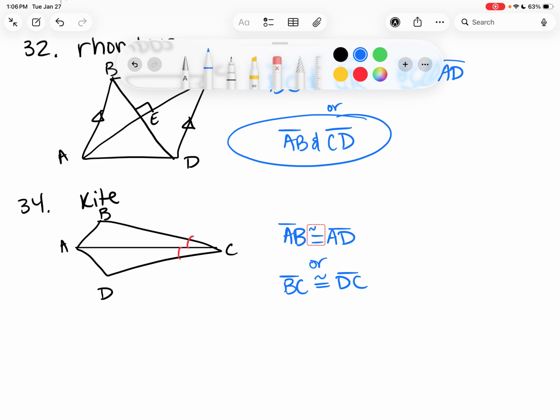That wouldn't. I mean, yes, that would be part of proving that it's a kite, but there would have to be other pieces of information with that as well. If only there was a midpoint E.